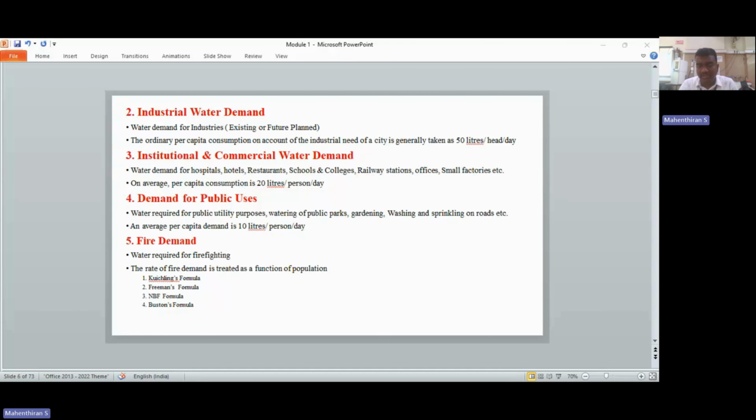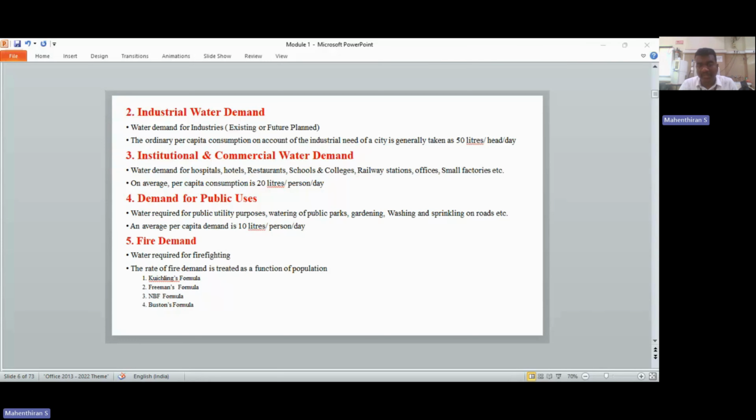Even though this demand may seem small individually, it becomes significant when considered for an entire city. The average per capita public demand is taken as 10 liters per person per day. This ensures that public infrastructure remains clean, green, and functional.